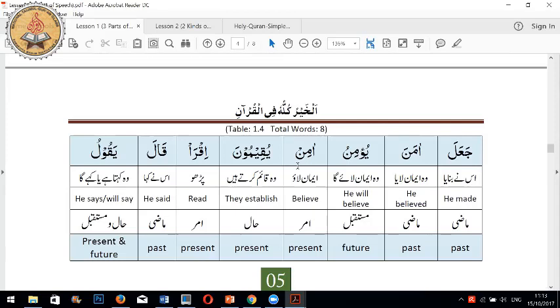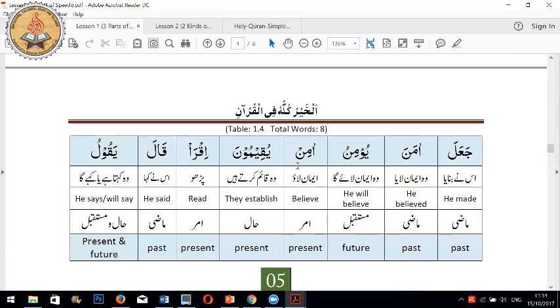The first letter with the fatha, and the last letter, forget about the in between, the last letter is also maftuh, with fatha. And we know that the pattern is the same. Now look at the translation. Ja'ala, he made, past. Amana, he believed, past. Now the same pattern, qala, he said, and it relates to the past. Qala, he said. Many times it has come in the Quran.